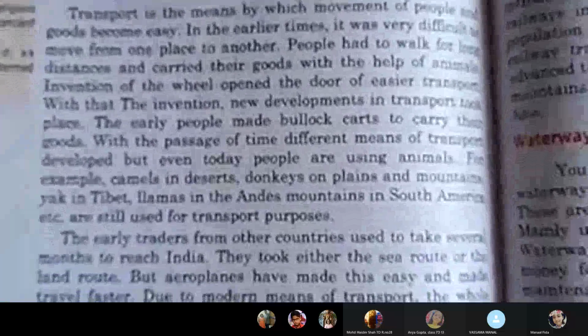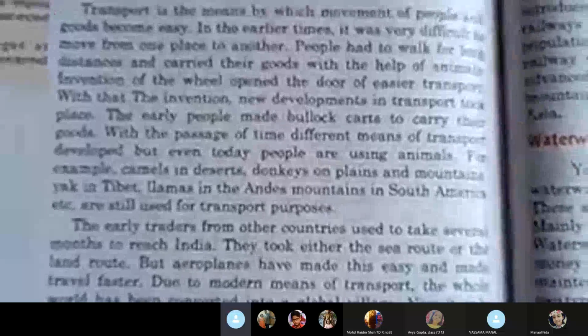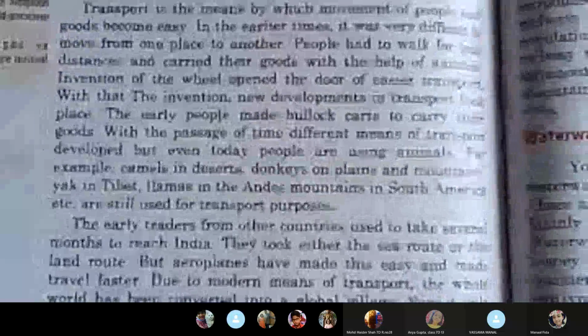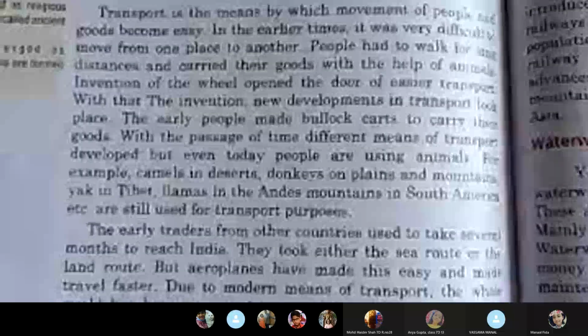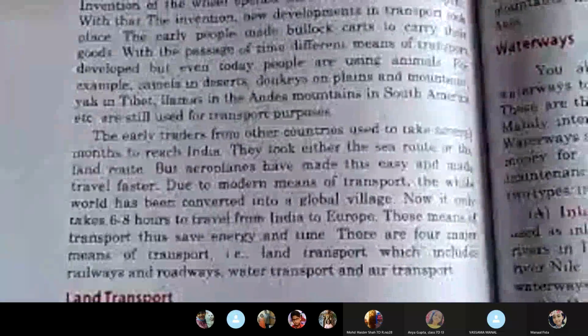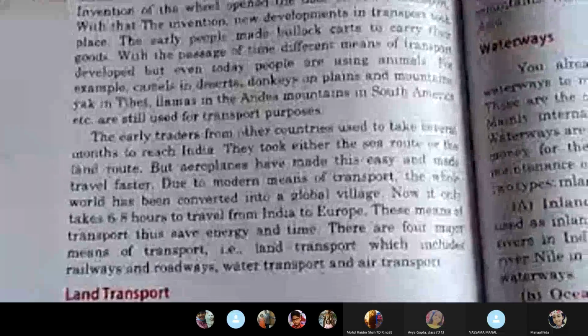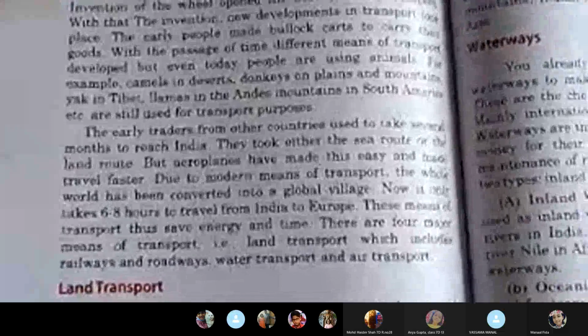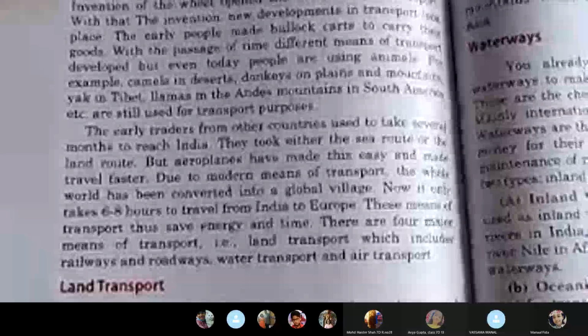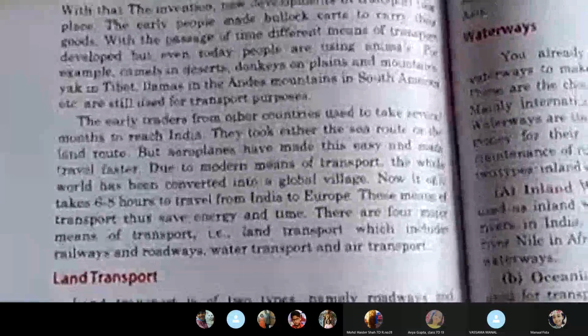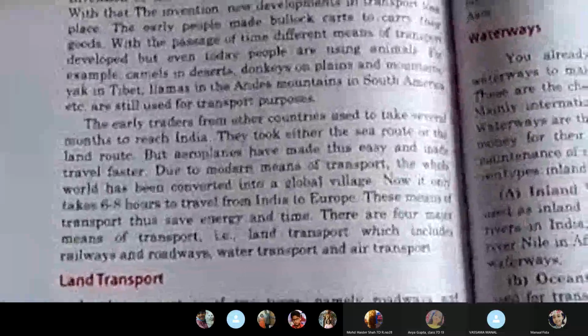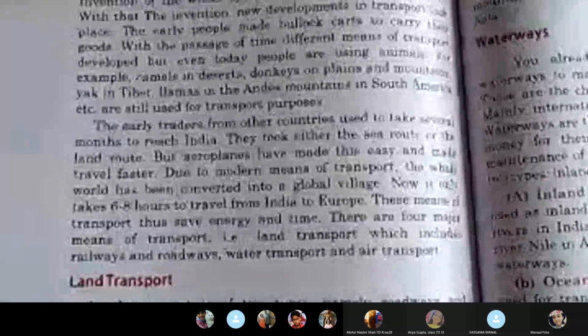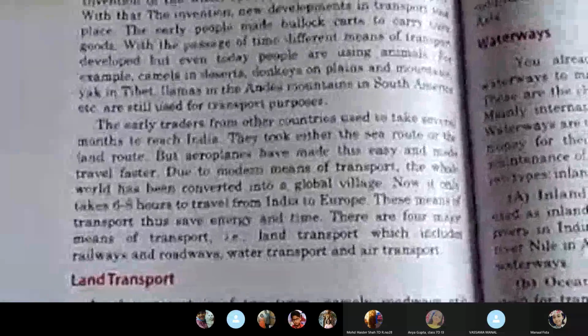Clear? Now, today we take up transportation. Transport is the means by which movement of people and goods becomes easy. In the earlier times, it was very difficult to move from one place to another. People had to walk long distances and carry their goods with the help of animals. The invention of the wheel opened the door to easier transport. With that, developments in transport took place.